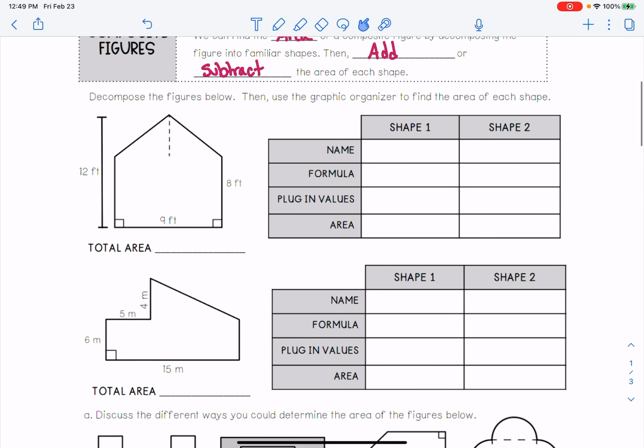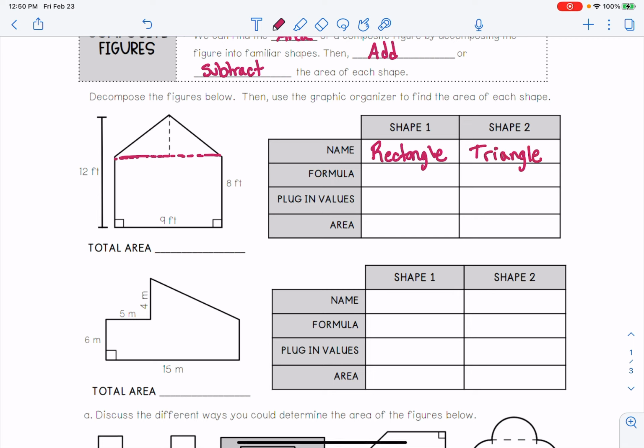All right, in this shape here, it says decompose the figures below, then use the graphic organizer to find the area of each shape. All right, first step is to separate the shape into more than one. So when we look at this, we can see two shapes. We can see a rectangle and a triangle. Go ahead and draw a line in between that rectangle and triangle to separate it out. Okay, so we know our two shapes that we're dealing with are a rectangle and a triangle. So in our graphic organizer, we've got the name rectangle and triangle.